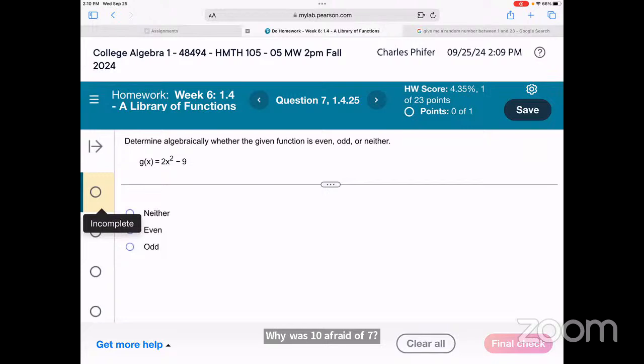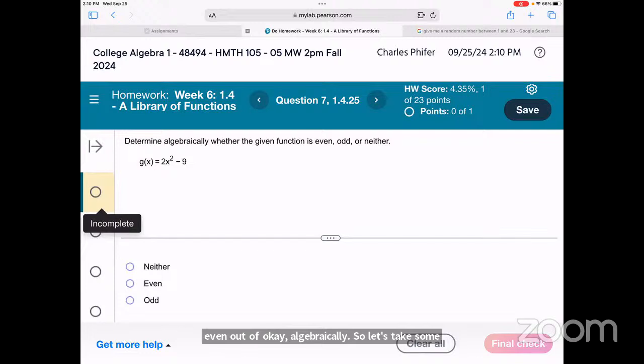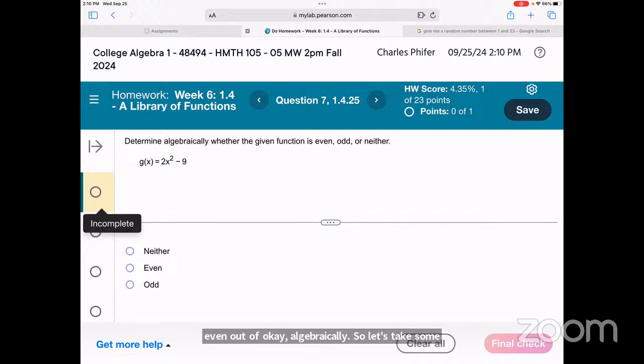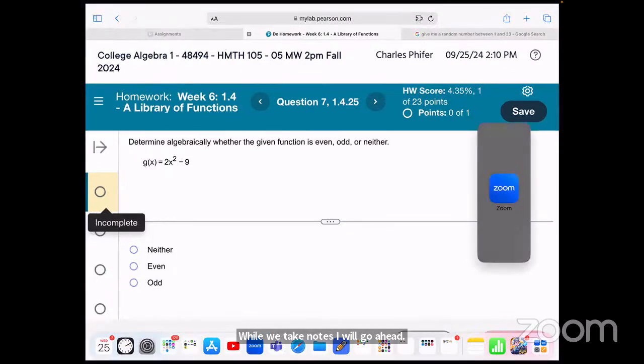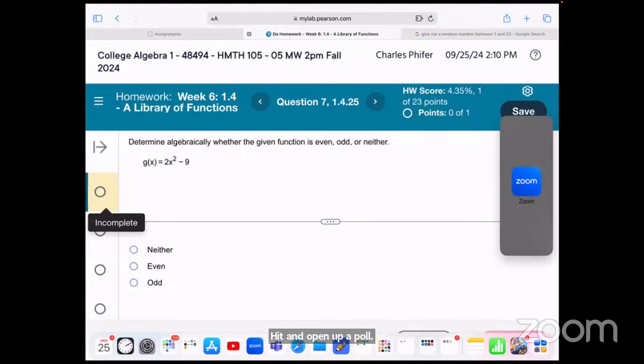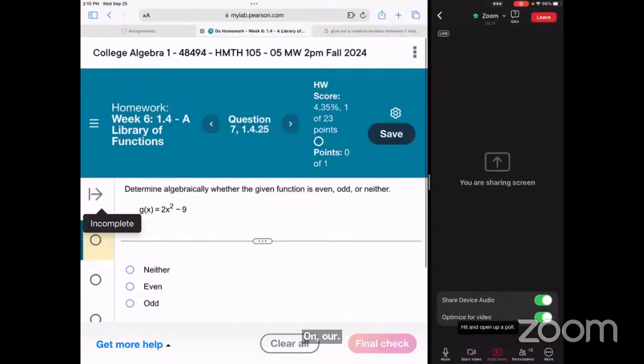Determine algebraically whether the given function is even, odd, or neither. Okay, algebraically. So let's take some notes on this. While we take notes, I will go ahead and open up a poll. Oh no, that's not what I wanted. We can work with it though. No, that's not where the poll is.